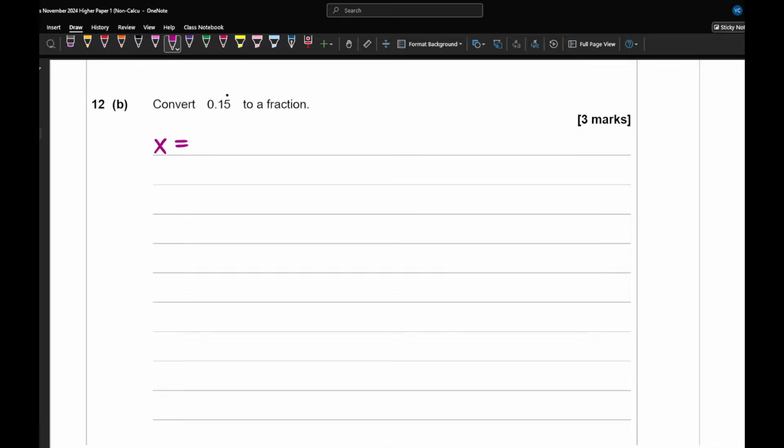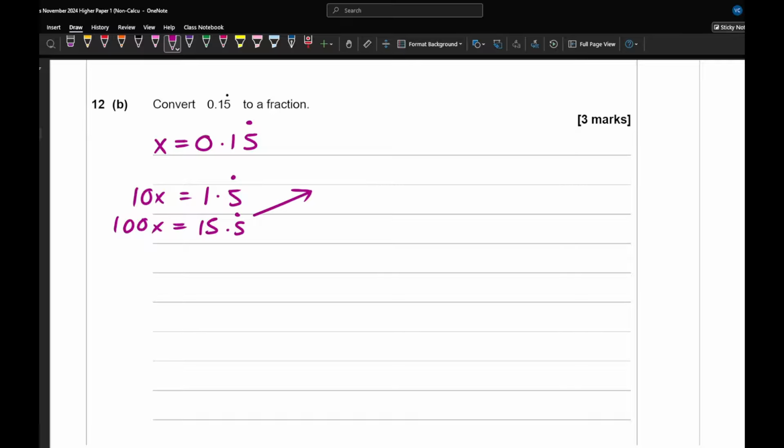For question 12b, it says convert 0.15 recurring into a fraction. So the first thing we need to do is make this equal to x. And then what we need to do is multiply both sides by a power of 10, so that we have 2 separate equations, so that we have the same number of numbers after the decimal point. So if I multiply both sides by 10, I end up with 1.5 recurring, and if I multiply those 2 sides by 10 again, so I get 100x, I get 15.5 recurring.